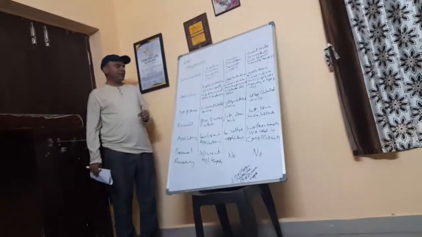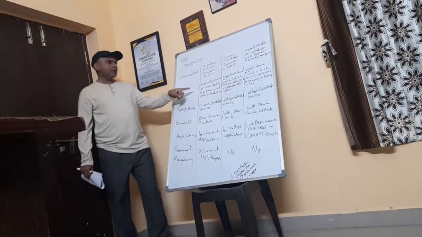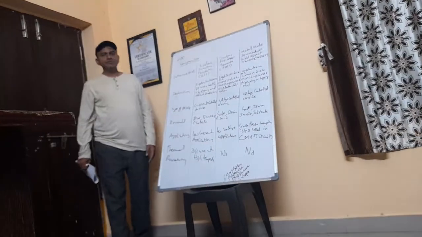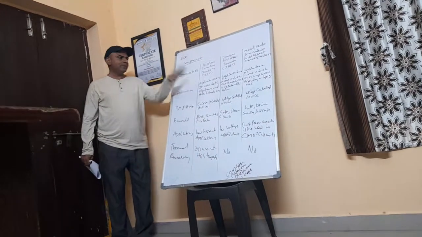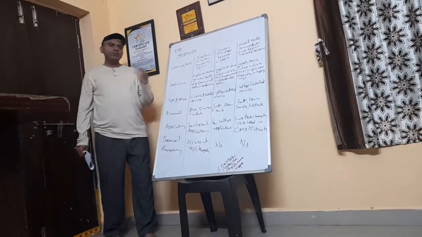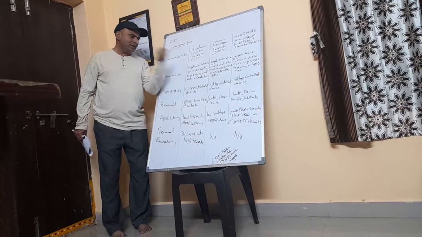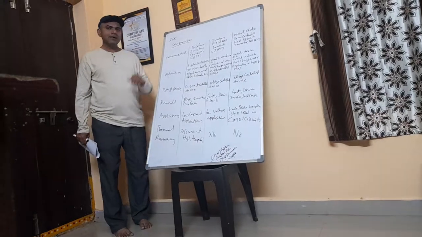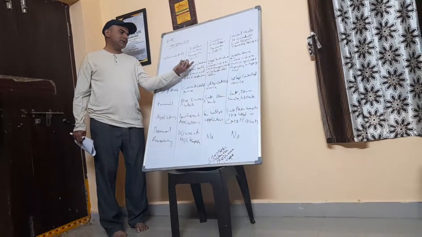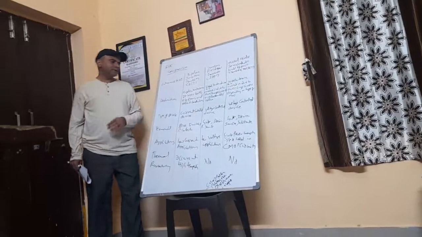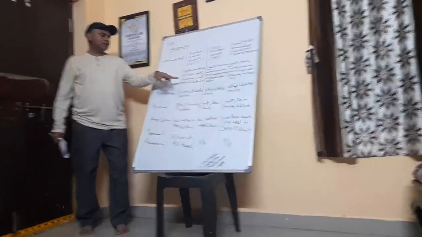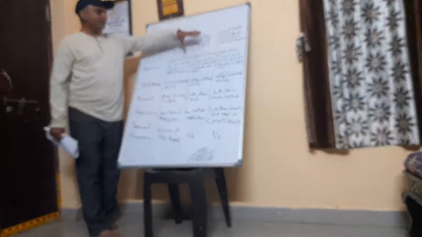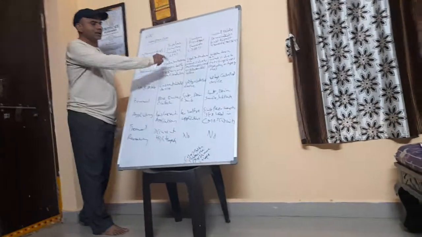The first parameter I am taking is the definition. Bipolar junction transistor is a bipolar junction device. It uses both electrons and holes for conduction. And the junction field effect transistor is a unipolar junction device.